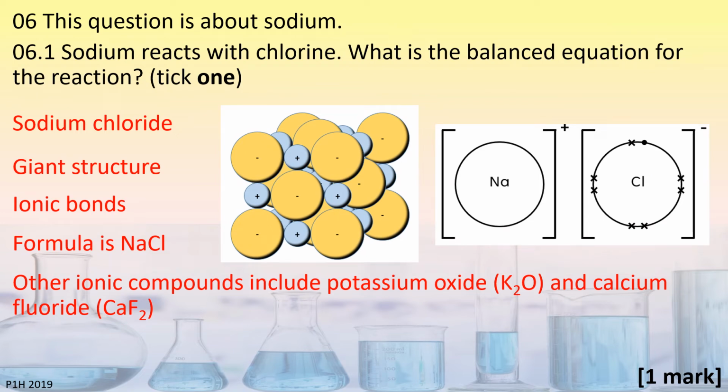Finally, let's take a look at the product, sodium chloride. Sodium chloride has a giant structure when solid. The diagram on the left shows the structure of solid sodium chloride. When a metal reacts with a non-metal, an ionic bond is formed. Metal atoms lose electrons to become positive ions known as cations.